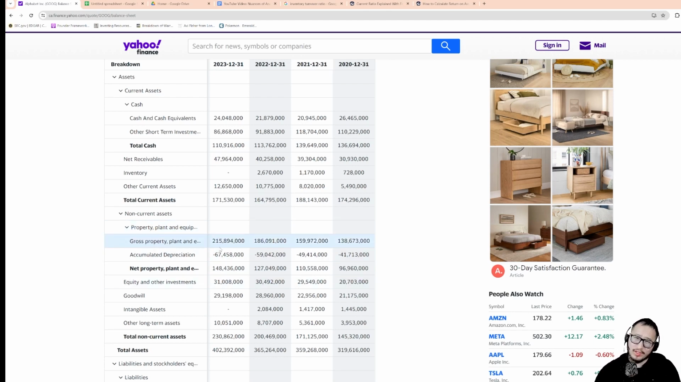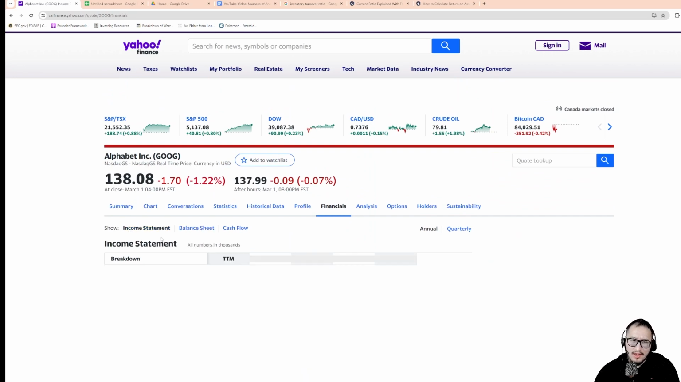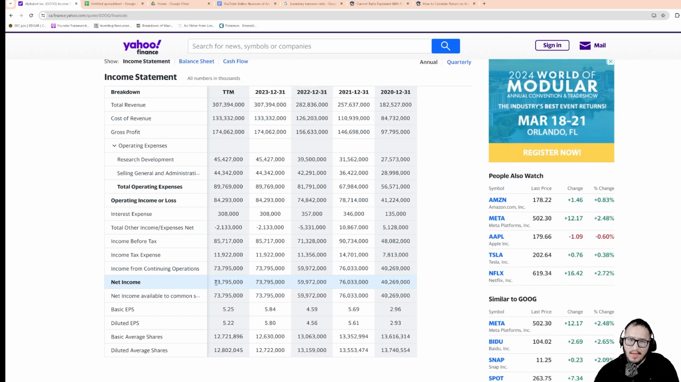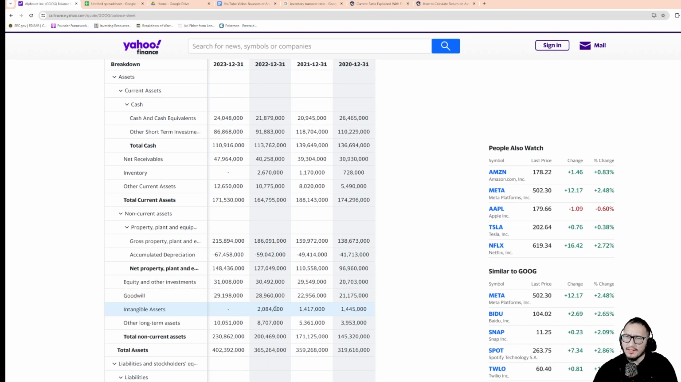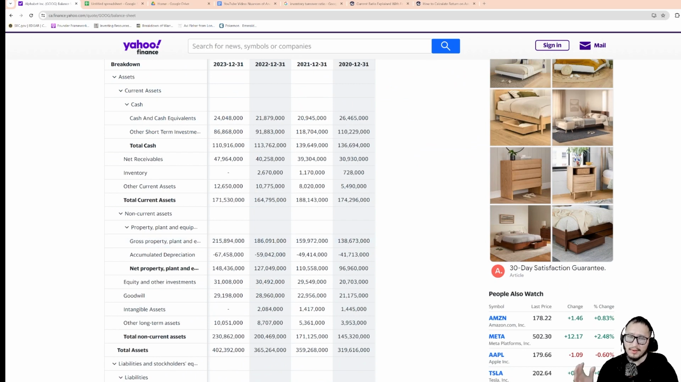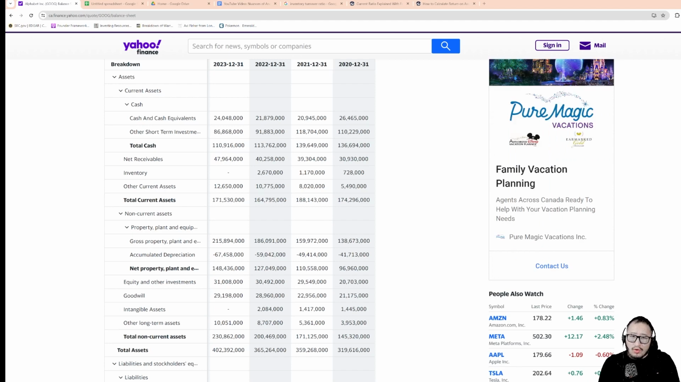So in Google's case, we can see that the property, plant, and equipment minus the depreciation is about $148 billion. Now, if we look at the income statement, we see Google made about 73 or 74 billion dollars last year. So they only needed about 140 billion dollars in property, plant, and equipment to make about 70 billion dollars. That is a testament of a really efficient business: they don't need that much property, plant, and equipment in order to generate money, which means it's a high quality business and it doesn't need to invest a lot of money in order to generate really high earnings.